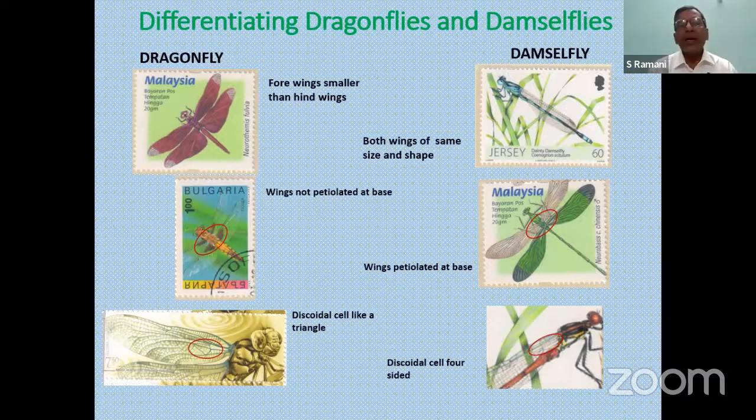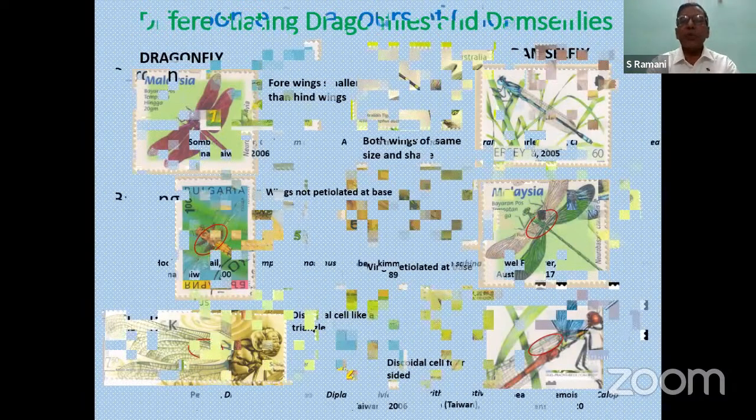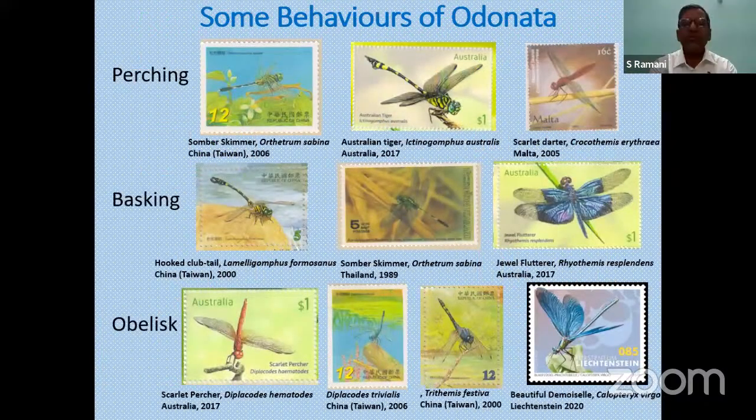These are some of the behavioral features which have come out on stamps on dragonflies. Again, I'm using dragonflies as an example because a lot of stamps have come out on dragonflies and damselflies. This is a behavior known as perching behavior, which is basically done by the males to guard their territory. They guard the territory both for food as well as for females.